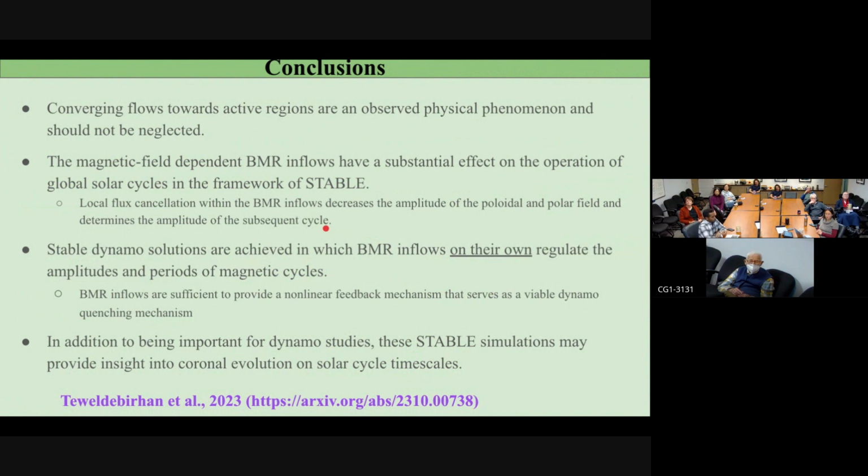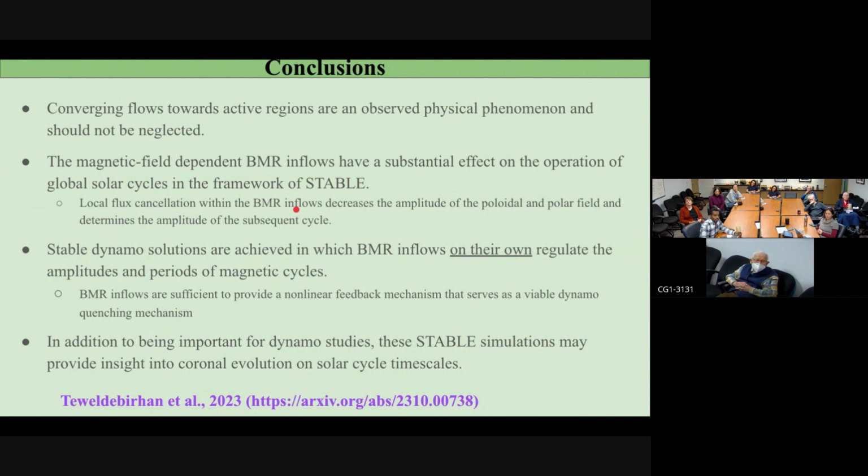Conclusion: the converging flow toward the active region is an observed phenomenon, so we cannot ignore it. It is an essential parameter to study in the Babcock-Leighton framework or STABLE dynamo. It has a substantial effect on the global solar cycle in the STABLE framework.